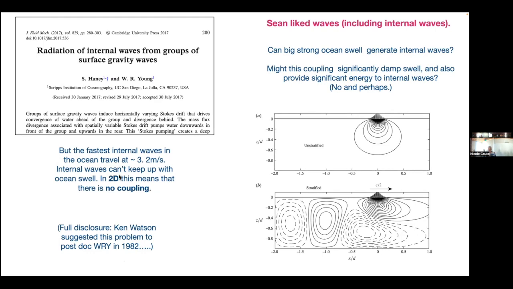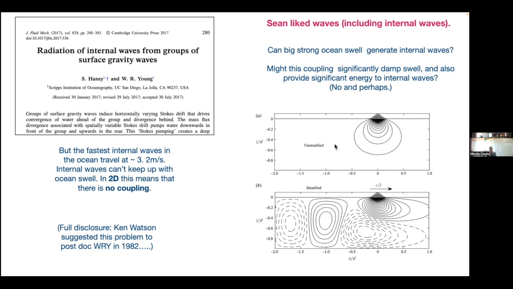I realized that internal waves in the ocean don't actually travel very quickly. 3.3 meters a second is a typical horizontal velocity. Actually, it's a maximum horizontal velocity. And swell is much faster. So if you're looking for some kind of coupling between the swell and the internal waves, it's not going to happen in the situation sketched here, where I'm showing a packet of surface waves traveling at the top of the ocean at, say, 10 meters a second. The internal waves stand no chance of keeping up with the ocean swell.